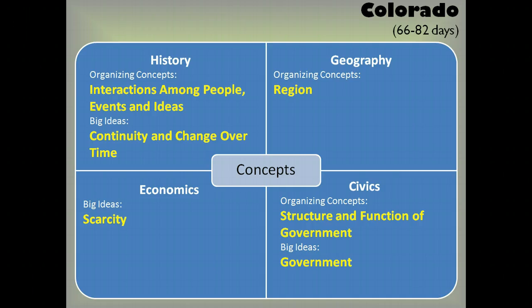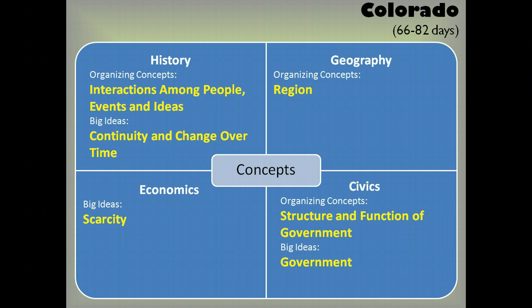The third unit of the year, Colorado, is the most significant study of the school year at 66 to 82 days and includes all 4 social studies standards. In history, students examine the interactions among people, events, and ideas, and continuity and change over time. The geography concept of region and the economic concept of scarcity are also highlighted, and 2 concepts within civics are part of the unit, the structure and function of government and government.